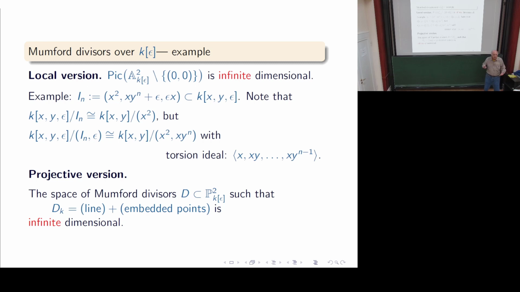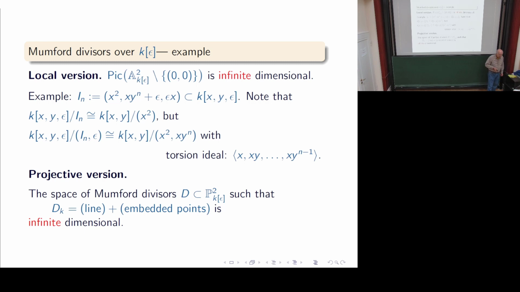So somewhat there are just too many of these. Okay. Then you work out the projective version of the same example, that if you are just looking at Mumford divisors of the projective plane over k epsilon, where the central fiber is just a line, and of course there might be some embedded points, but when I take the fiber, I just ignore these, then this is infinite dimensional. Okay. And so how to cut this down to finite dimensions? So this is too many, these deformations are too wide.